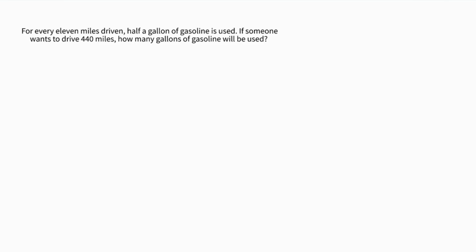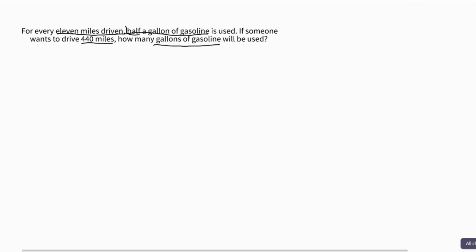Let's look at this third problem. For every 11 miles driven, half a gallon of gasoline is used. If someone wants to drive 440 miles, how many gallons of gasoline will be used? I'll give you a moment to try and work this out on your own. Alright, for one, we have certain keywords like 11 miles driven, half a gallon of gasoline. So if someone wants to drive 440 miles, how many gallons of gasoline?